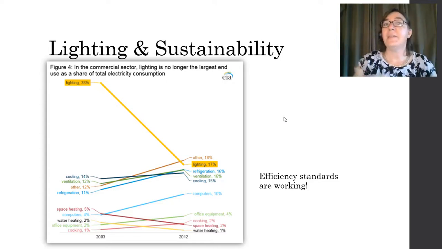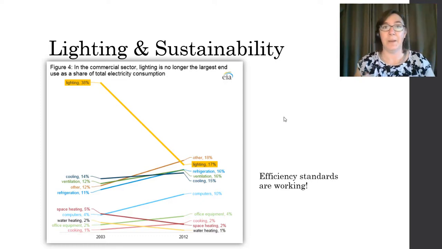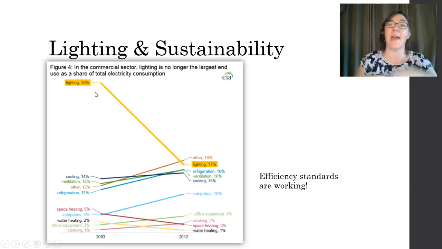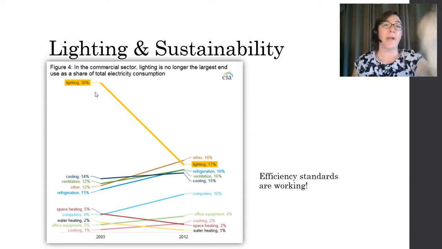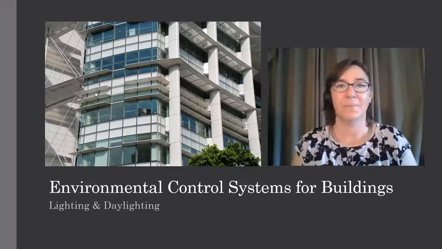But the amazing thing is that the 17% electrical use for commercial buildings is a small number. Take a look at this. Only 10 years before, that number for lighting was up at 38%. There's been a radical drop due to both the efficiency standards and some new technology. The efficiency standards are working, and the lighting use in your buildings has dropped dramatically.